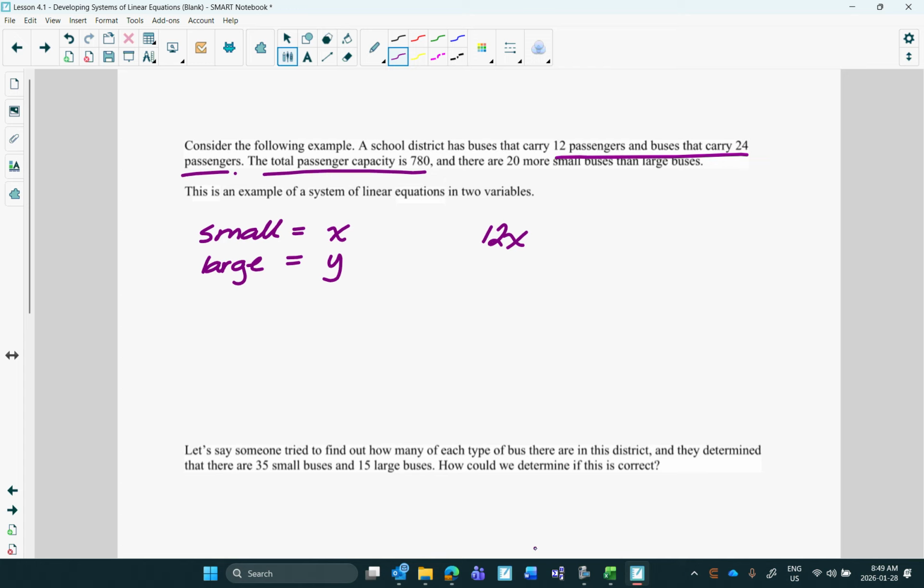What would be an expression for the total number of passengers on the large buses? 24Y. And when I add all those passengers together, the problem tells me that it is equal to 780. You got one equation. 12X plus 24Y equals 780.